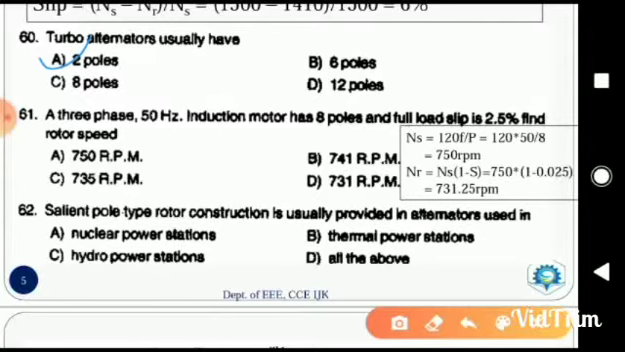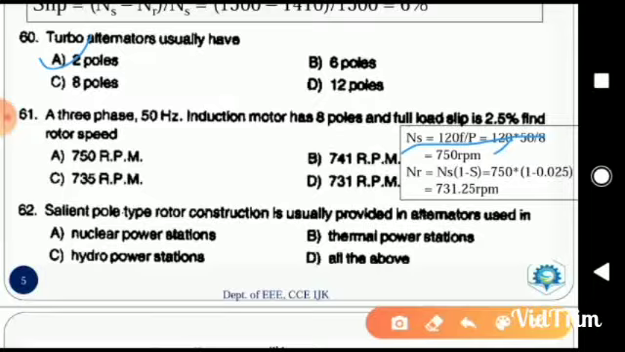Moving on to question number 61. A 3-phase 50 Hz induction motor has 8 poles and full load slip is 2.5%. Find the rotor speed. Now the slip is already given. We know the frequency and the number of poles. Now the equation for synchronous speed is given by ns is equal to 120 f by p. On substituting, you can find out the value of ns.